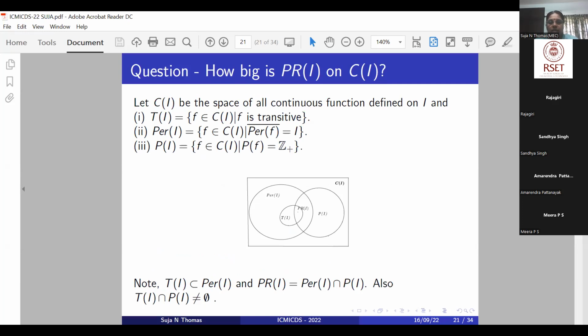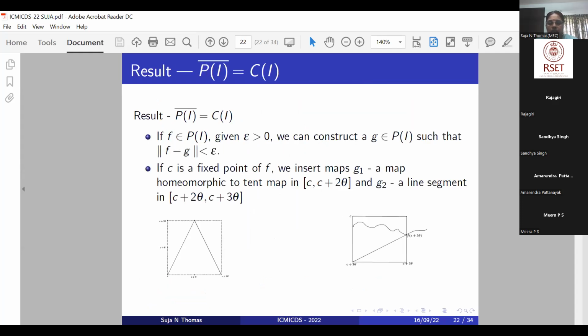Now, how big is this PR(I) in C(I)? C(I) is the space of continuous functions defined on I, T(I) is the set of all maps which are transitive, PR(I) is the set of maps which have a dense set of periodic points, and P(I) is the set of maps for which P(f) is equal to Z plus. Now, T(I) is a subset of PR(I), and the intersection is non-empty.